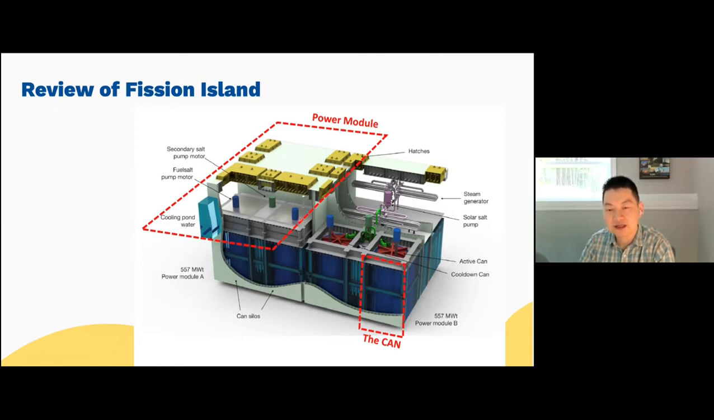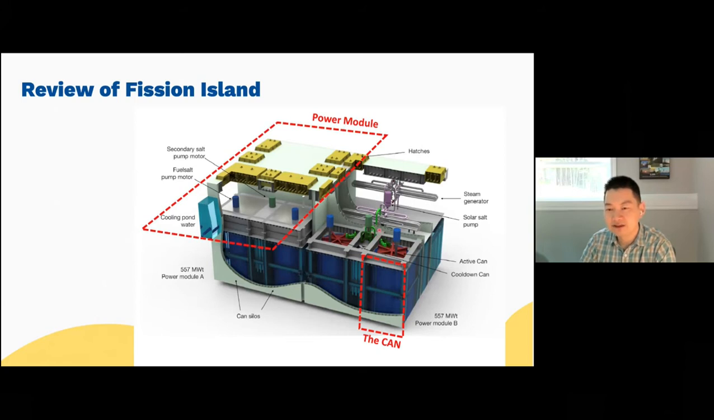So within each power module, you have not only two cans, but also a secondary loop. Two cans share one secondary coolant loop. But remember, at any time, there's only one can in power operation. That means the secondary loop only circulates to one of the cans, and the other can is in cooling down mode, so there's no circulation to this side.